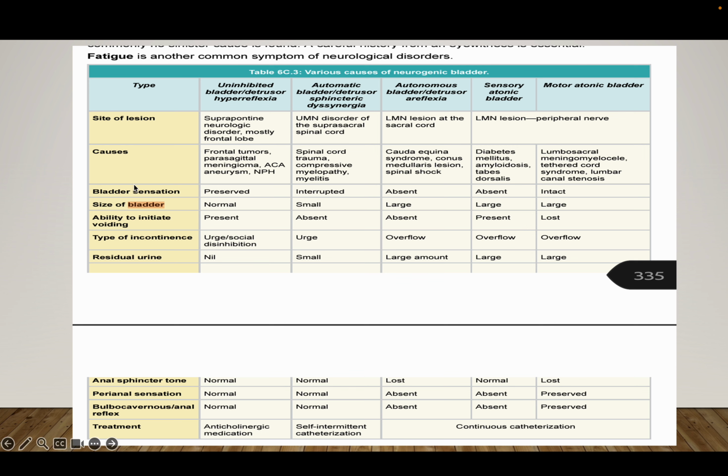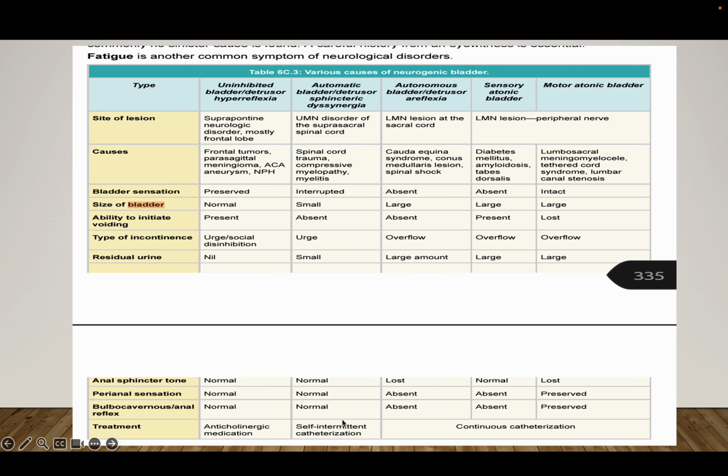These are the different kinds of bladder: automatic is more of an infrapontine bladder, and autonomous is LMN bladder. In that there is sensory atonic and motor atonic. You can tell them apart by anal sphincter tone and perianal sensation, where perianal sensation is decreased in the case of sensory, whereas preserved in the case of motor. And you can tell the uninhibited bladder, where social incontinence is there.